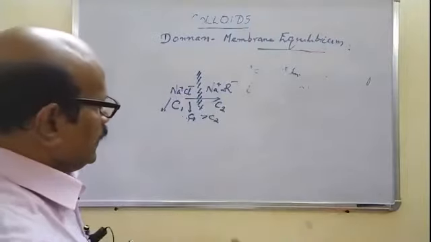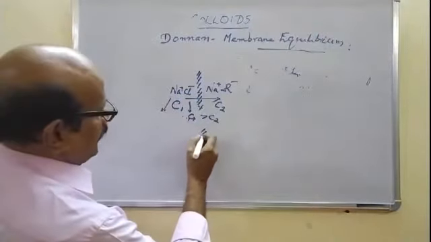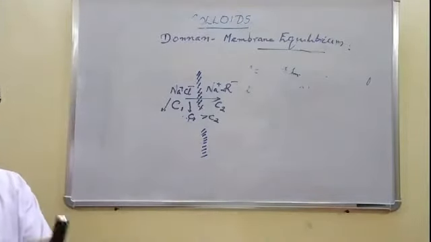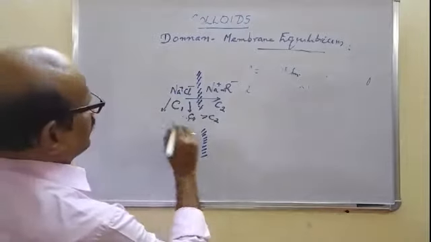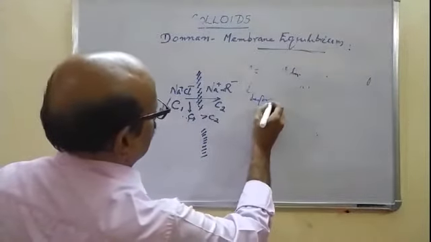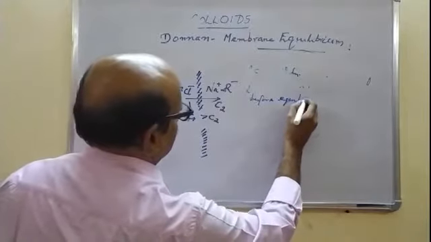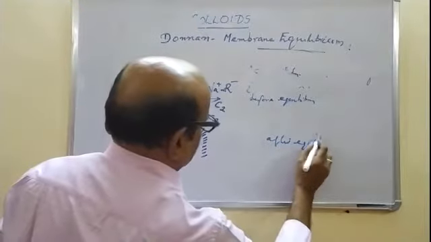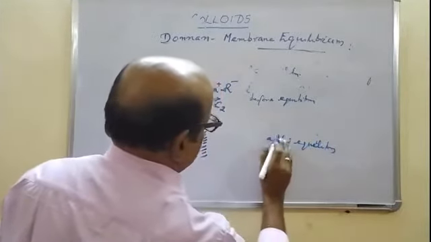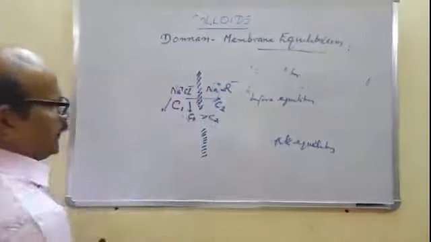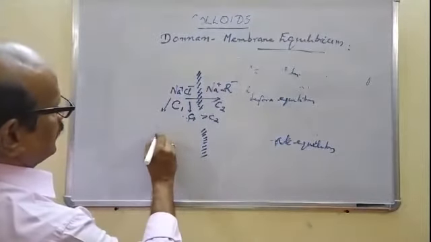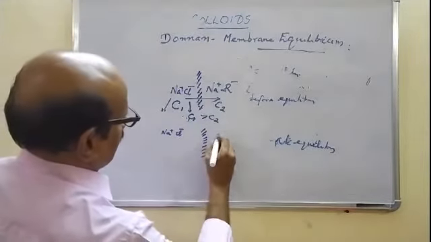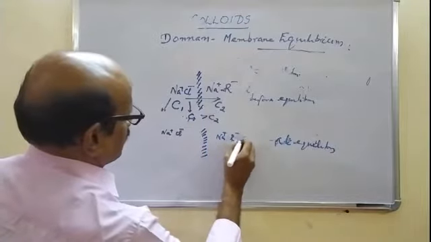And at the condition of equilibrium, okay, the concentration of Na plus and concentration of Cl minus on both sides of the membrane are equal. So at equilibrium, this is before equilibrium. This is after equilibrium, or at equilibrium. At equilibrium, this is Na plus Cl minus. This is Na plus R minus and Cl minus.